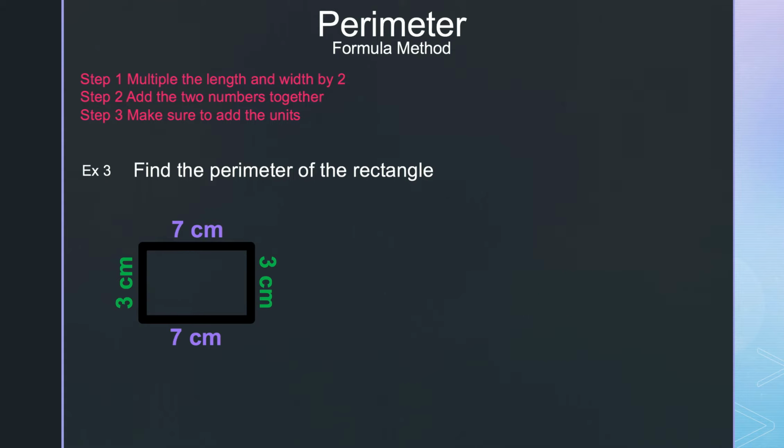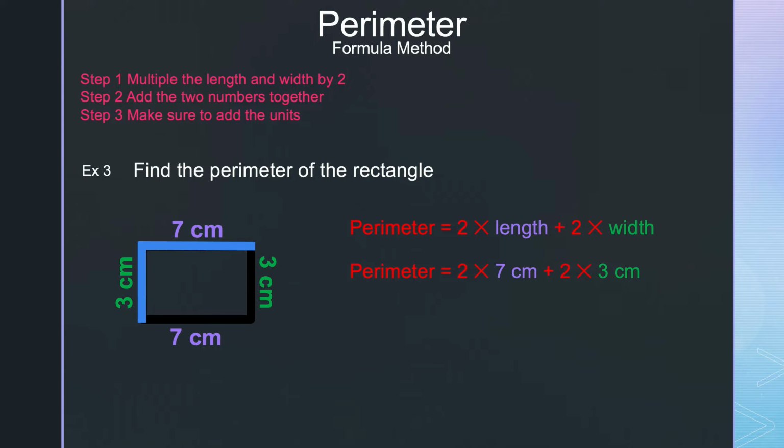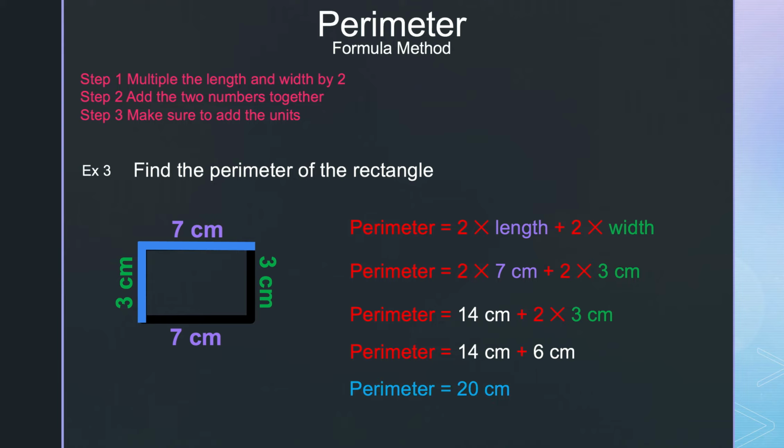So let's take a look at example 3. Let's find the perimeter of the rectangle. So we're going to go ahead and pick two sides that form an L or share a corner. And we've written the formula method already. So let's go ahead and switch the length and width to numbers. And 2 times 7 gives me 14. 2 times 3 gives me 6. 14 plus 6 gives me 20 centimeters. So the perimeter of this rectangle is 20 centimeters.